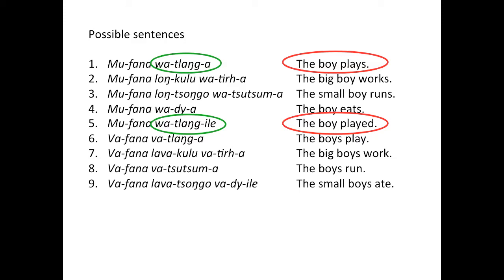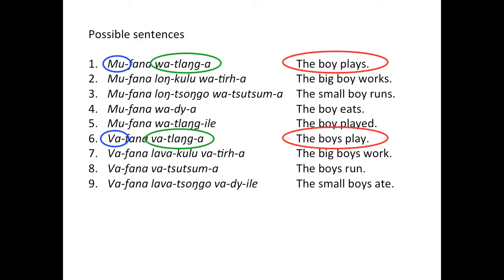But how about we now compare the boy plays with the boys play, where the difference is not in the tense of the verb, but in whether the subject is singular or plural. These are both present tense, so we would expect them both to have a as the present tense suffix, and that is what we have got. So what's the difference? Apart from the differences between mu prefix on the noun fana to indicate singular and va prefix to indicate plural, we also have a difference on the verb.